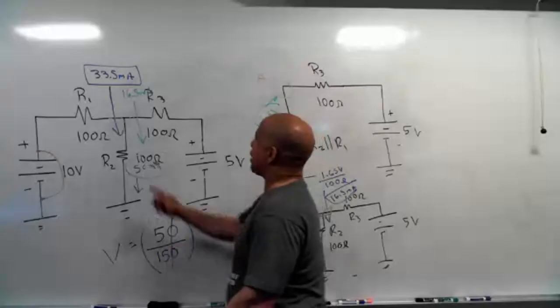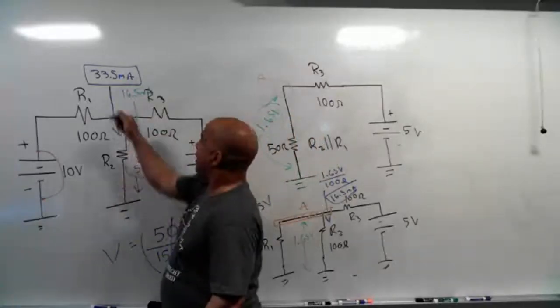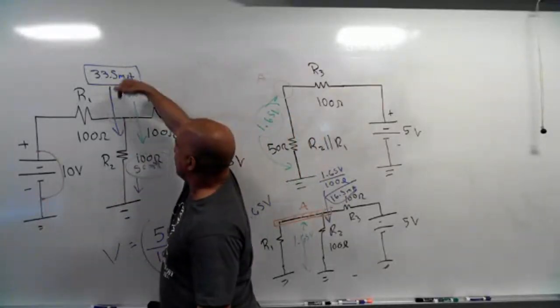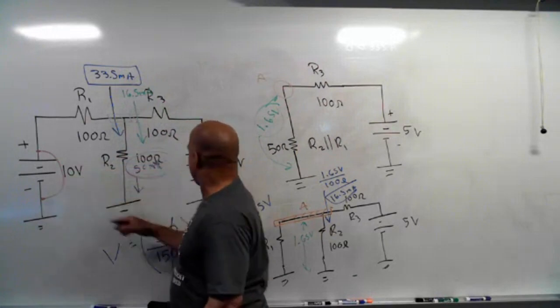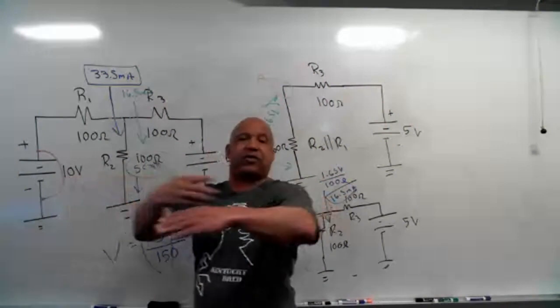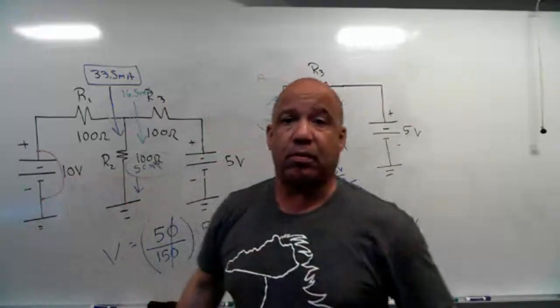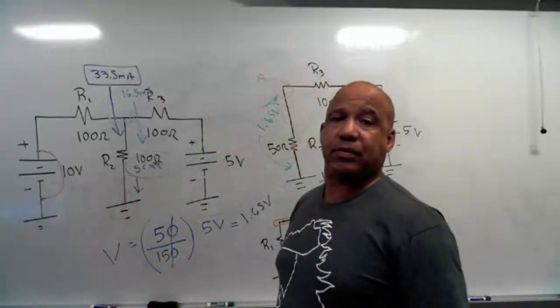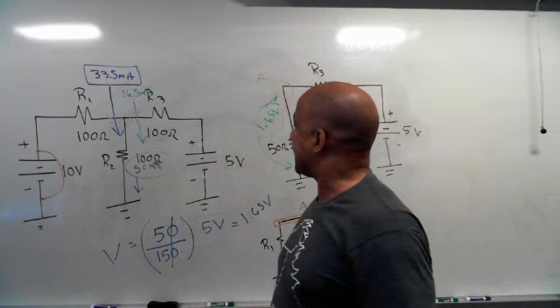Wouldn't you have to subtract the two values? Yeah, because now my current, instead of going this way, I have the current 33.5 going down. That's from the 10 volt source. If I flip this over, now the 16.5 will go up. And then I would have to subtract the two. But again, I can still get to the answer. Does that make sense to everybody?